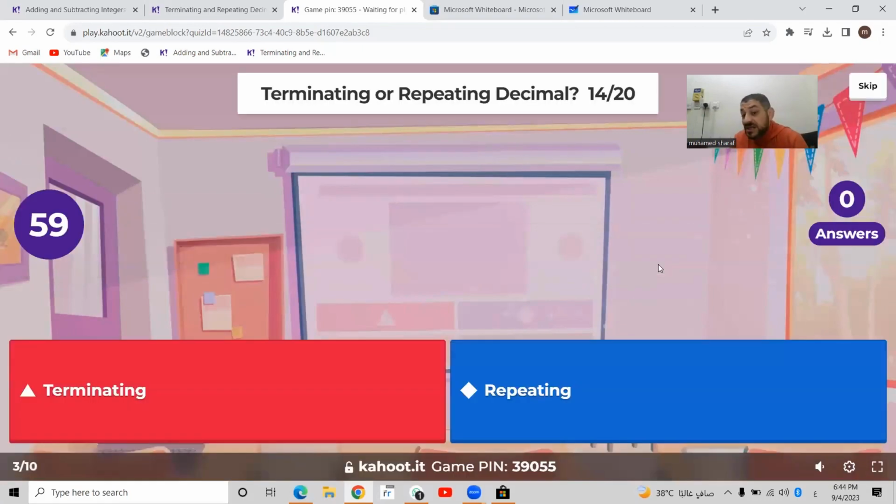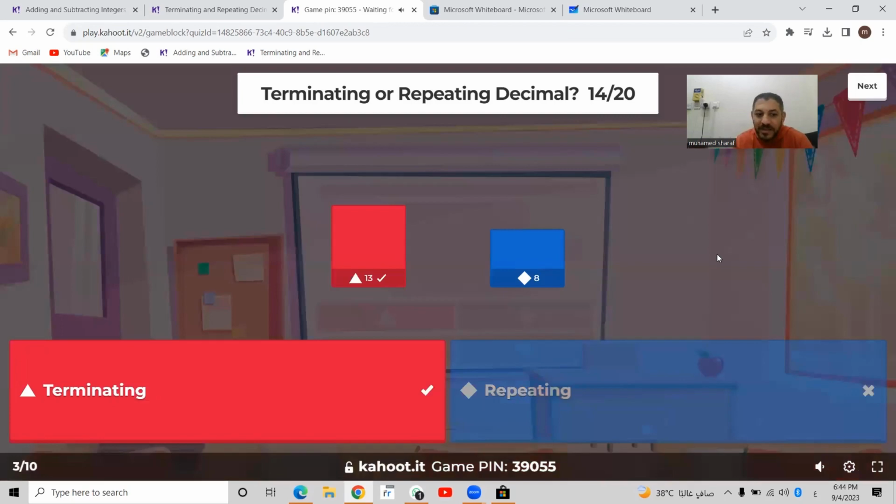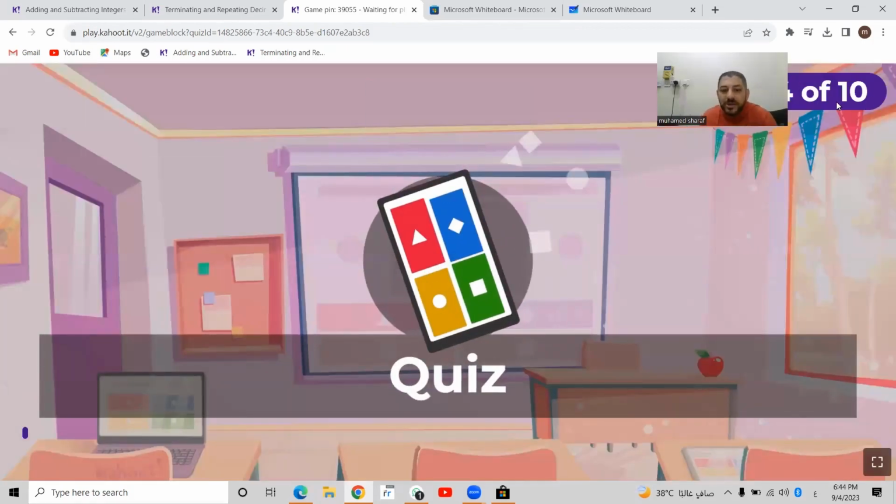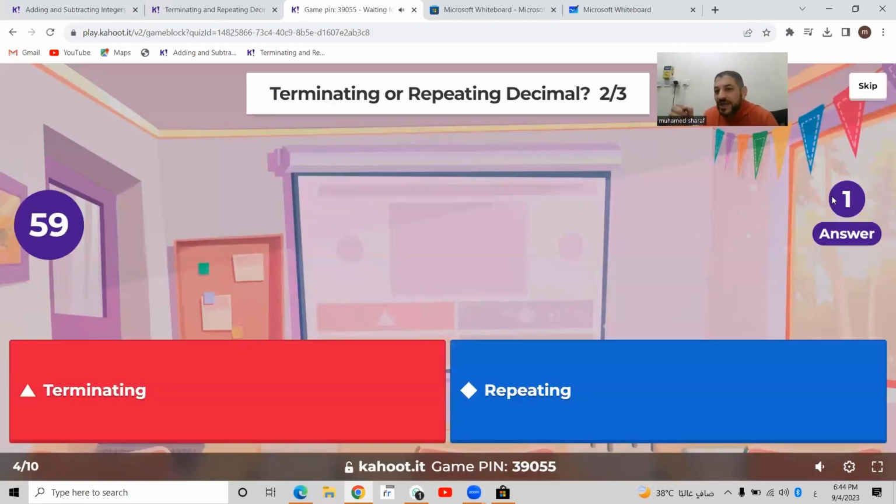14 out of 20. This is easy. Can you convert 20 to be 10 or 100 or 1,000? If you can, it's terminating. If you cannot, it's repeating. That's good. It's terminating, guys. This number is 7 out of 10, means 0.7. Okay, next question. 2 out of 3, and we already answered this one.